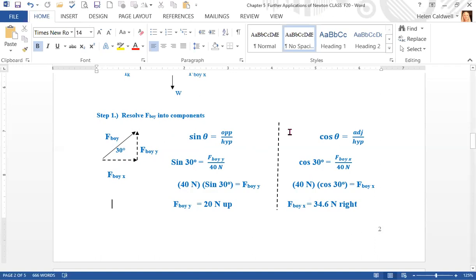For cosine, cosine is adjacent over hypotenuse. So the cosine of 30 degrees is the force of the buoy in the x direction, because that's the adjacent side. Our angle is down here in the lower left corner. The adjacent side is the x component of the buoy's force. So force of the buoy in the x direction divided by 40 newtons. Cross multiply. So 40 newtons multiplied by the cosine of 30 degrees equals the force of the buoy in the x direction. And that turns out to be 34.6 newtons to the right.